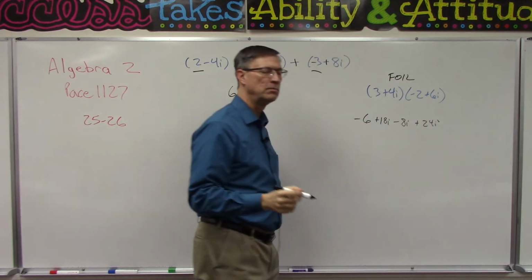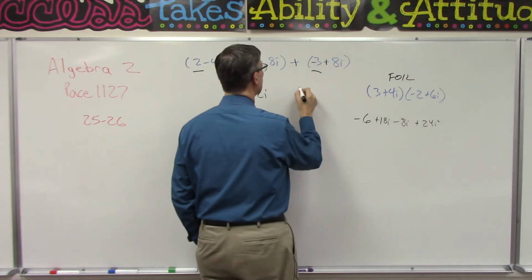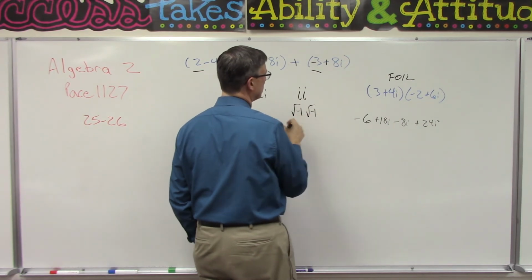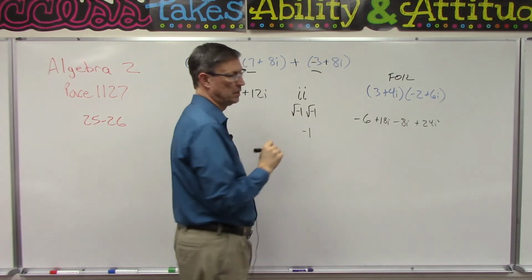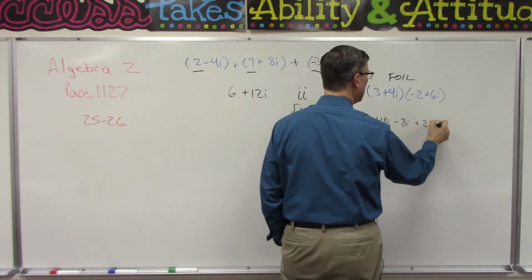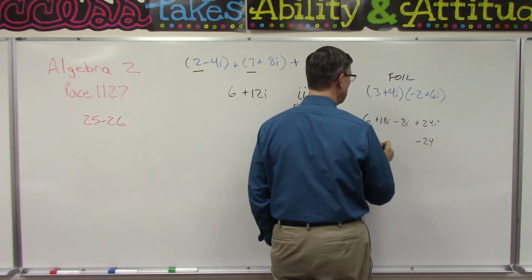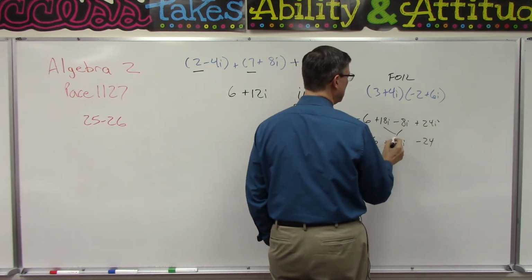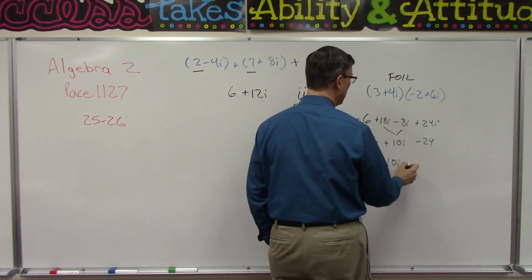Now do you remember what i squared was? We talked about this in the last lesson. It's like saying the square root of negative 1 times the square root of negative 1. And so that negative 1 pops out. So this whole thing here becomes negative, and so it's negative 24. So I have negative 6. I'm going to go ahead and put these two together here and get 10i. And now I can combine the negative 6 and the negative 24 and get 10i minus 30.